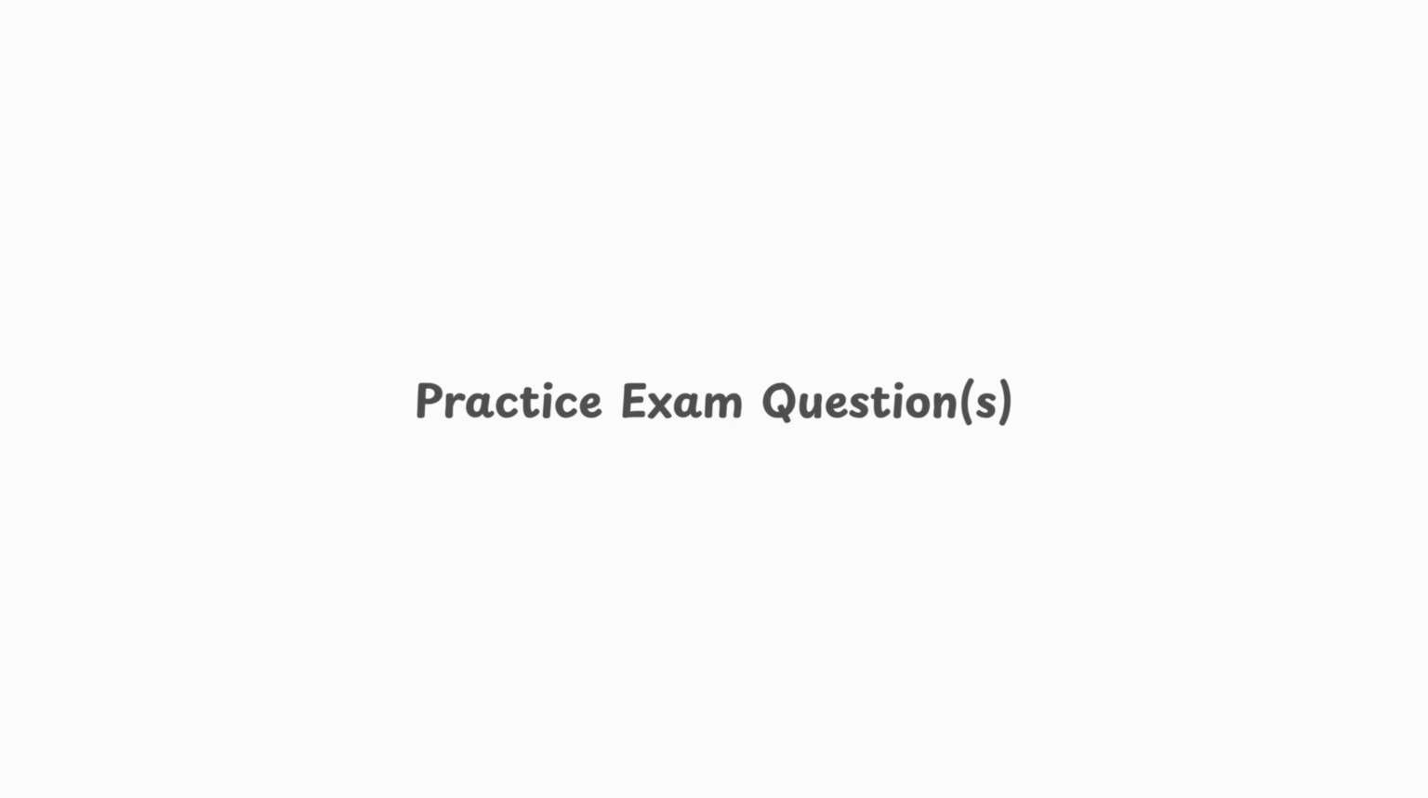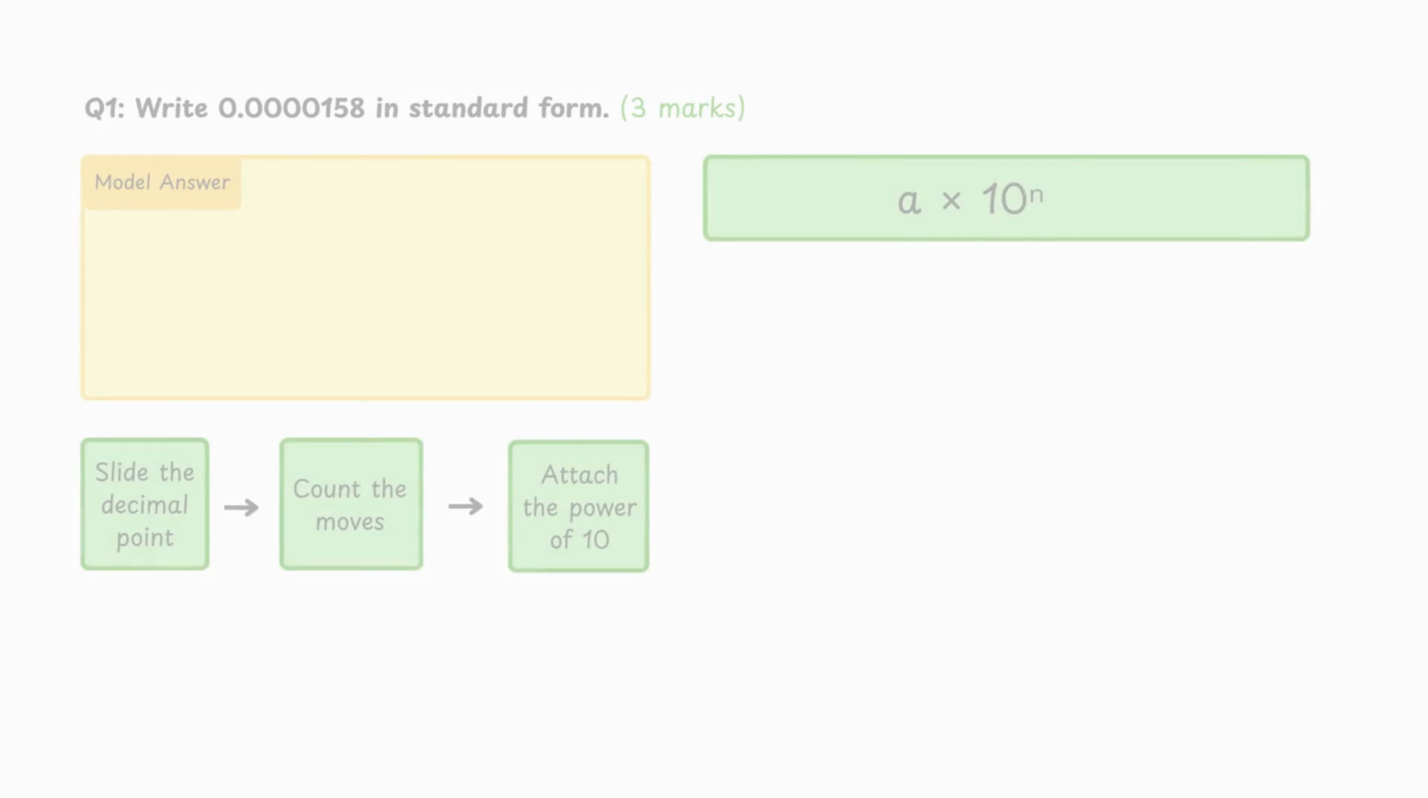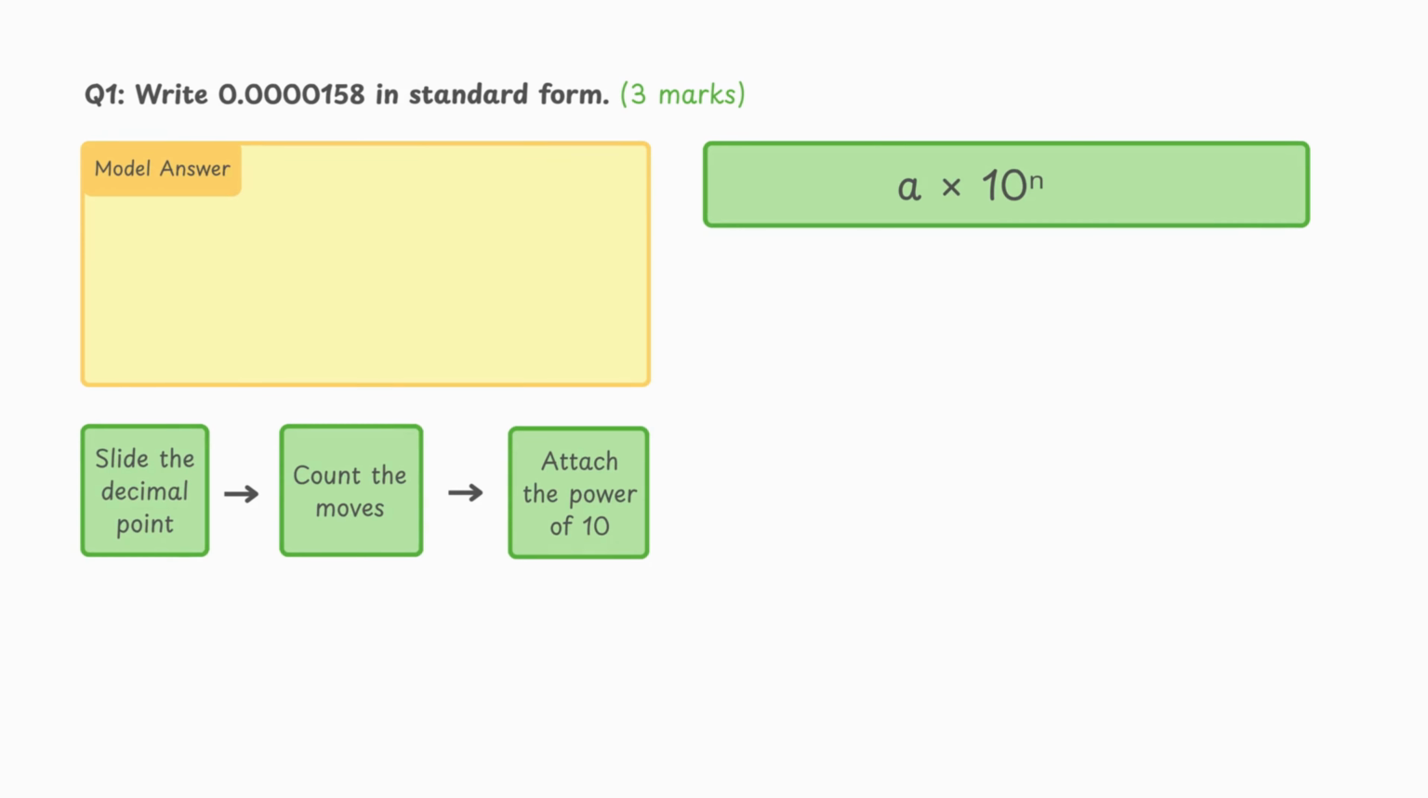Now, let's dive into some exam-style practice questions. You can pause the video and try yourself. Now let's look at this question carefully. Write 0.0000158 in standard form. This question is worth 3 marks.